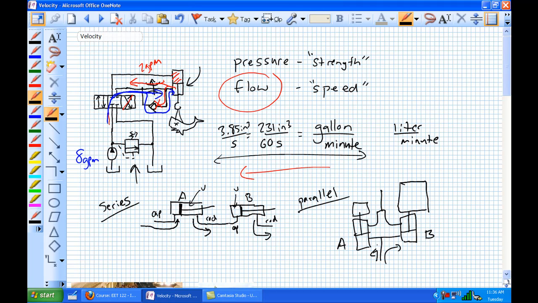So pressurized flow enters the cap end of cylinder A and B, and pressure starts rising to 100, 200, 300. Let's say it takes 400 psi to move this guy. Cylinder A will extend until the limits of its travel have been reached. And then pressure will rise from 400 to 500 to 600 to 700. Let's say it takes 800 psi to move the load on B. Cylinder B would then extend. We'll go back into examples on series and parallel.